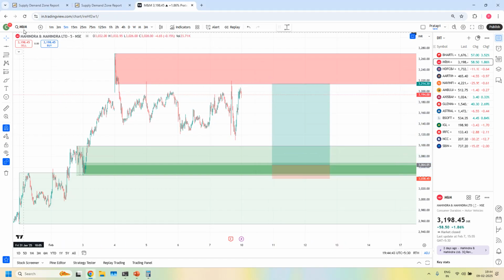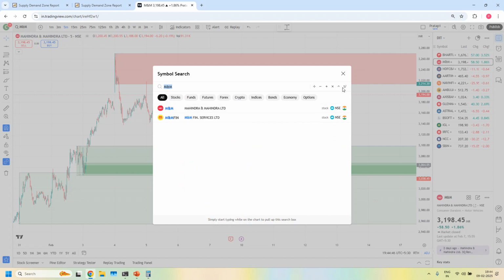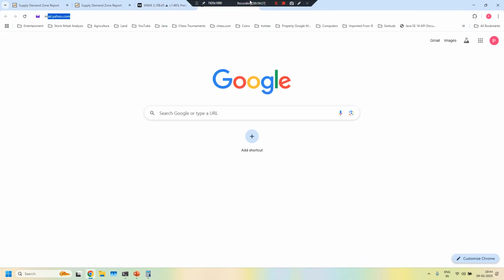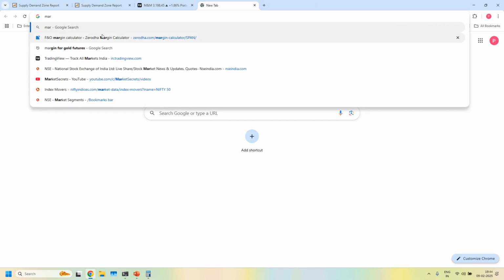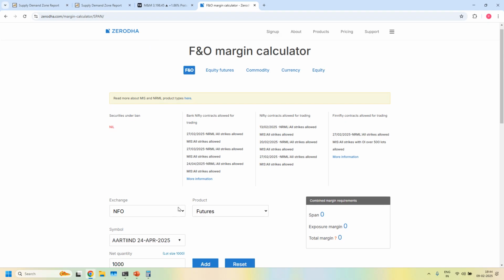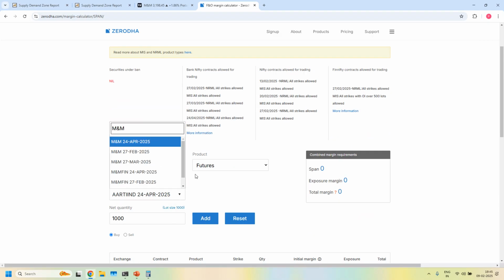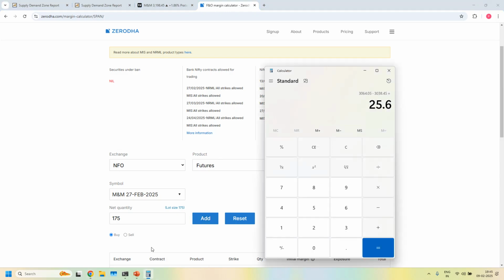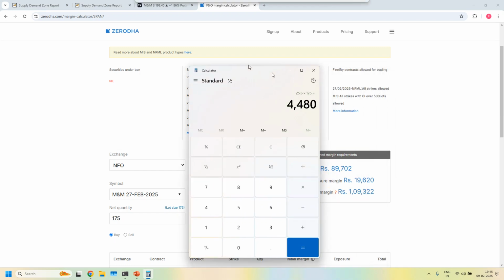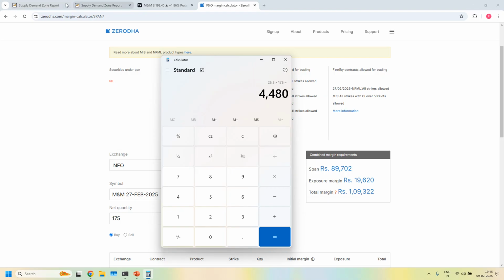And what is M&M F&O? Go to F&O. Let me open the margin calculator. So in M&M, let me open February futures. February expiry, we have a lot size of 175 and a margin of 1,09,000. Into 175, how much will you be losing? 4,080 rupees. What is the current price here?